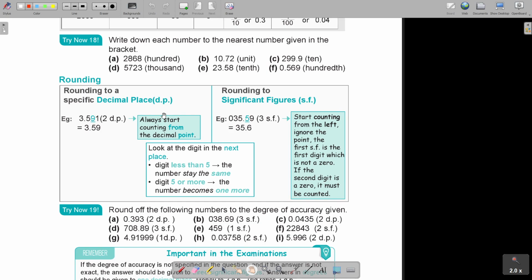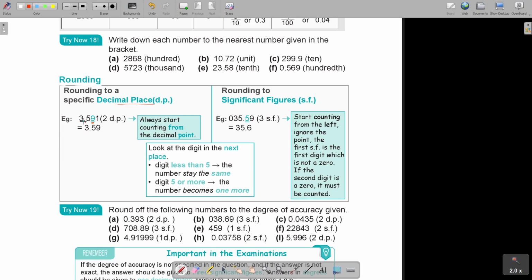Now, usually, because you did this in primary school, you don't struggle with rounding to decimal places because it's easy. If they say 2 decimals, you go 1, 2 from the point and you look at the one behind.